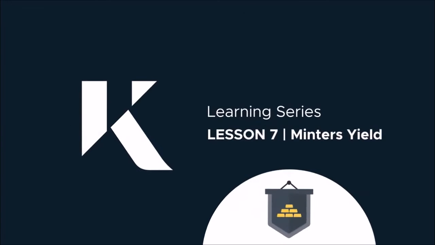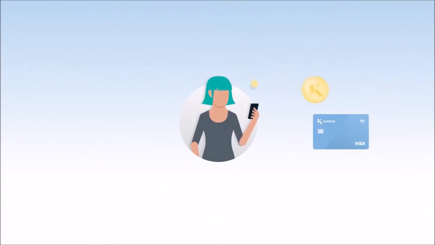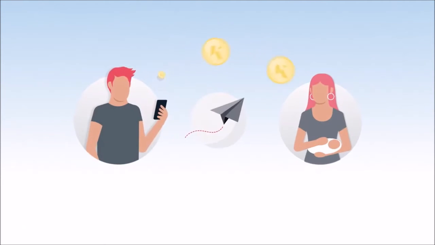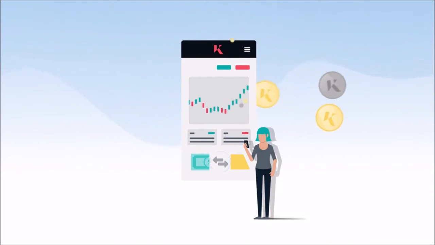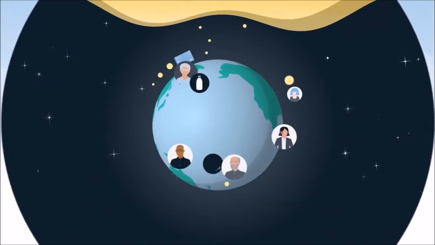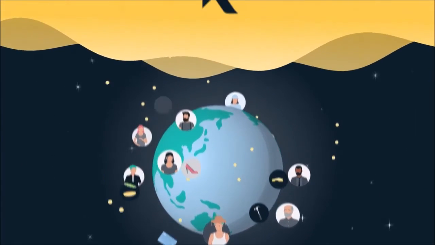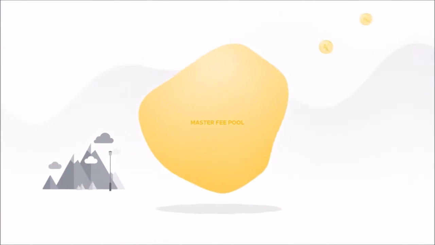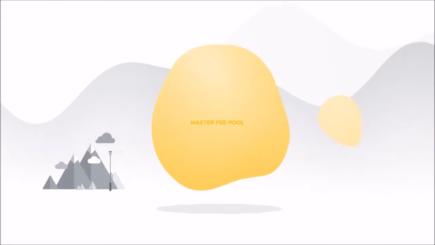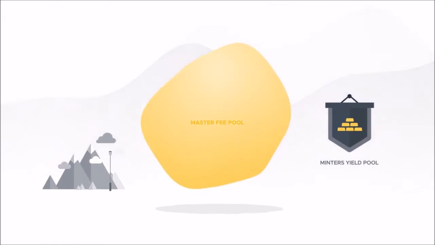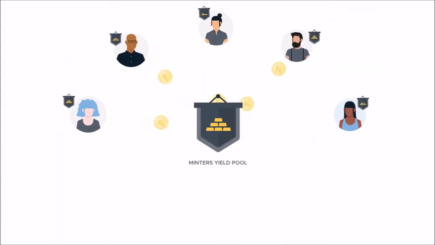Lesson 7. Minter's Yield. Kinesis takes a small percentage fee for loading KAU onto your debit card, sending to other Kinesis wallets, and an even lower percentage fee on all transactions done via the Kinesis exchange. All of these fees are collected and go into what we call the master fee pool. 5% of all these fees in the master fee pool are allocated to the minter's yield pool. The minter's yield pool is shared with all people eligible for the minter's yield.